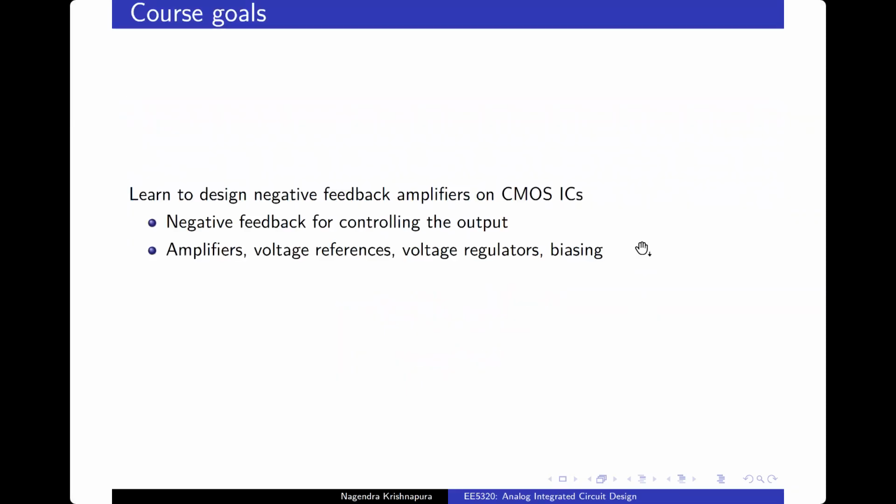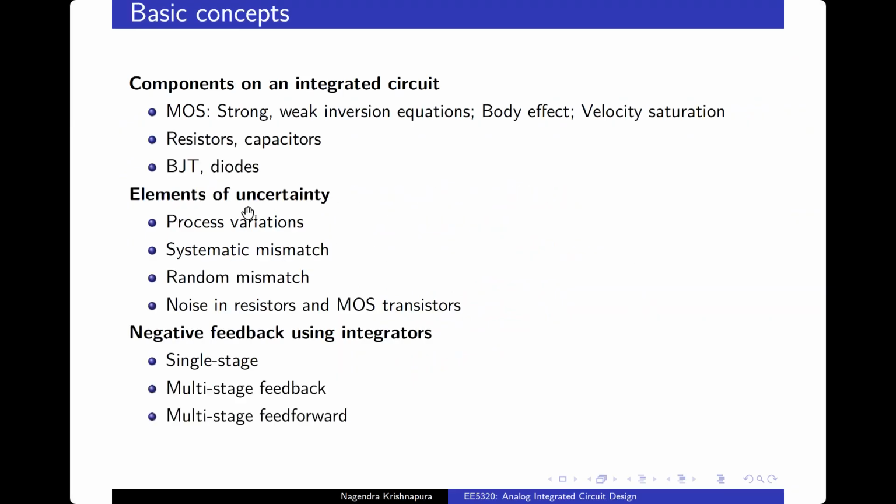The goal I had said was to learn about negative feedback for controlling the output, and we'll discuss amplifier voltage references and voltage regulators. And these, we went through the components on an IC and what uncertainties you have to deal with. And mainly, most of the course was about how to implement negative feedback circuits on an IC, basically, which is how to make an op-amp, right?